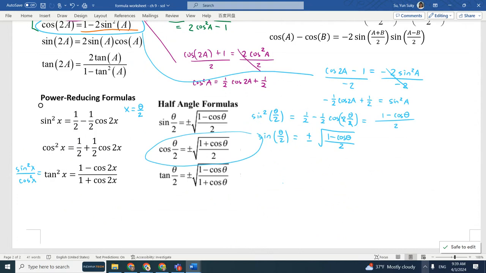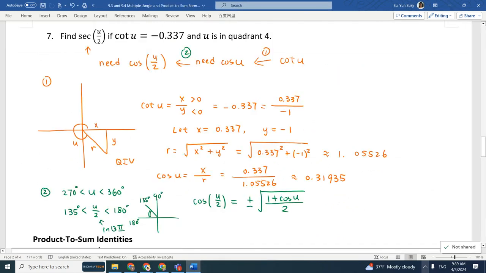We're using this formula. I'll just exchange the theta for the u. Exactly, just change the theta to the u. And now, plus or minus, because this is in quadrant 2. What is cosine again in terms of x, y, r? X over r. Right, x over r.